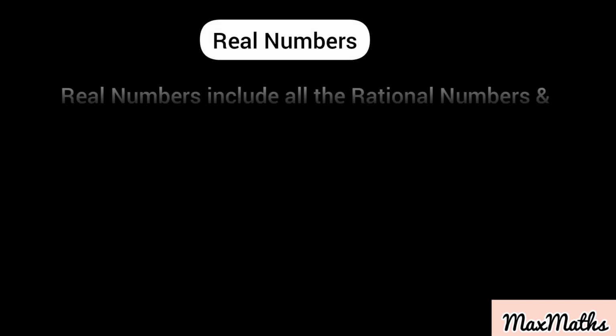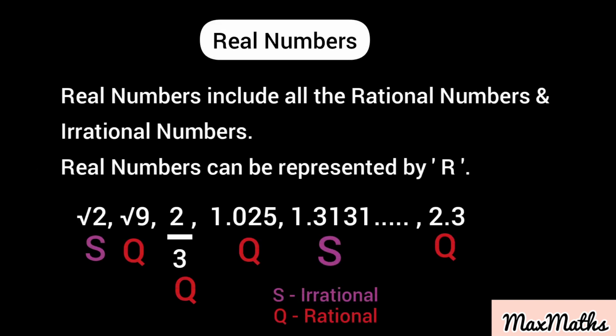Real numbers is the set of numbers that includes rational numbers and irrational numbers. And the set of real numbers can be represented by a capital R.